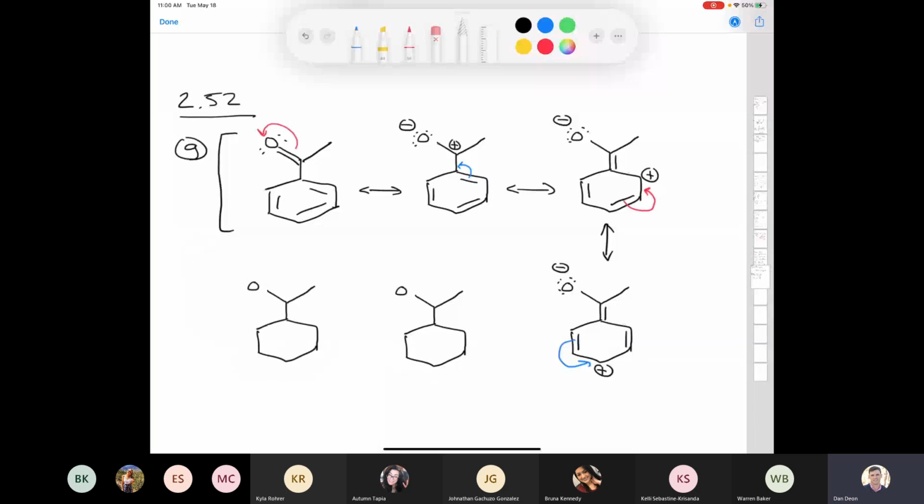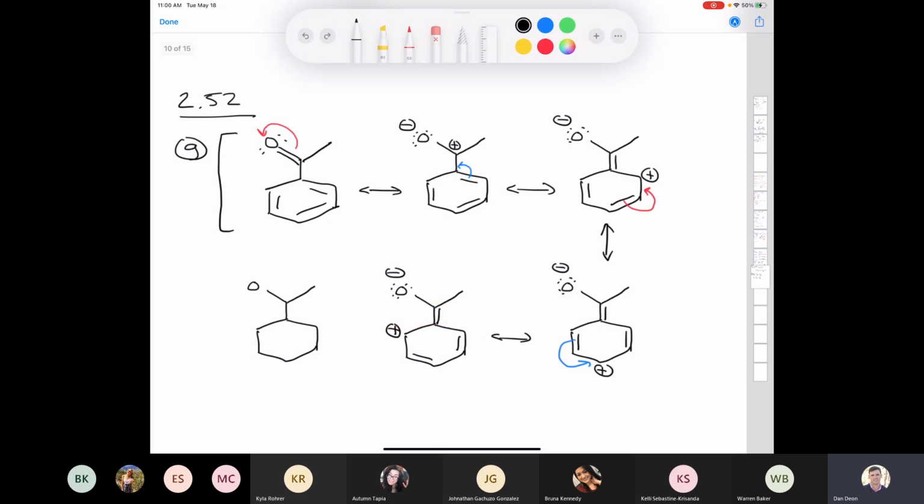Like this. And then I'm going to end up with this resonance contributor, where I have the pi bond here, one here, one here. I still have the negative charge on my oxygen. And I have a carbocation here. I still have another allylic carbocation right here.